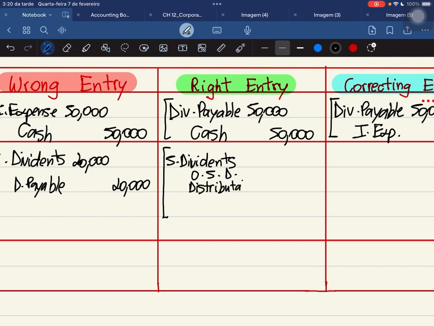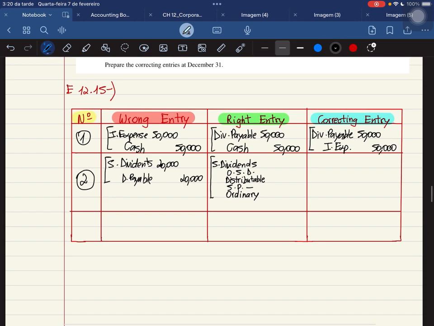Don't write it like me, okay? It's because I don't have a lot of space here. And we would have share premium ordinary with the difference, remember? So, this is supposed to be a D. Okay, so now we can actually calculate the amounts to see if they match or not.